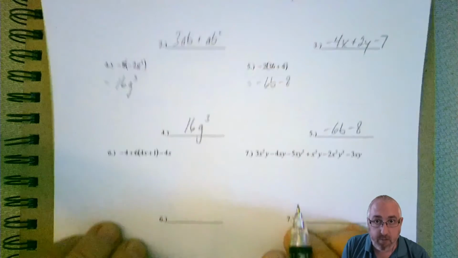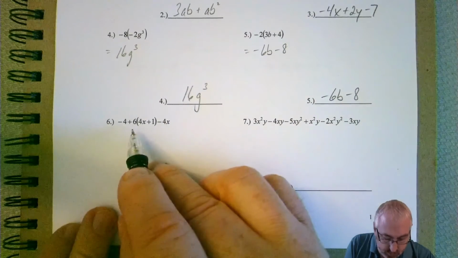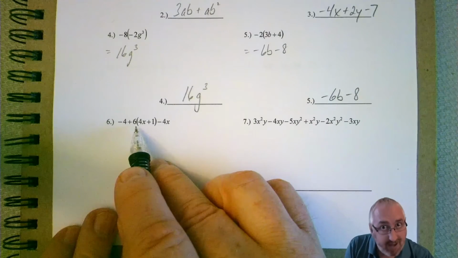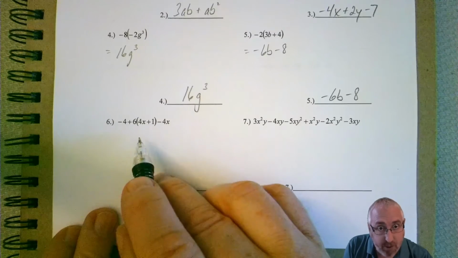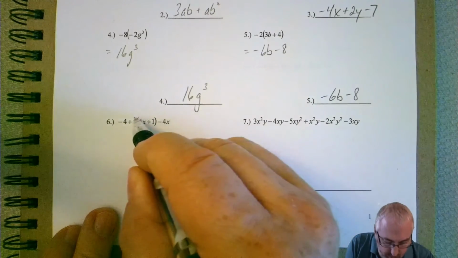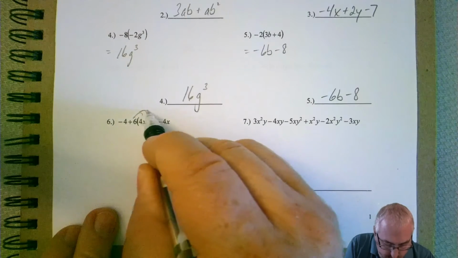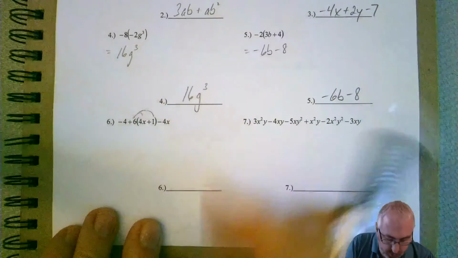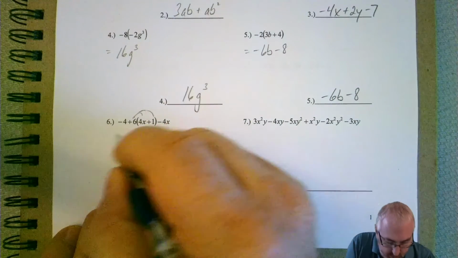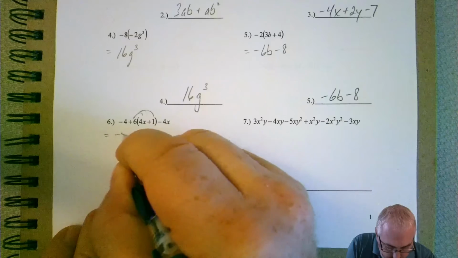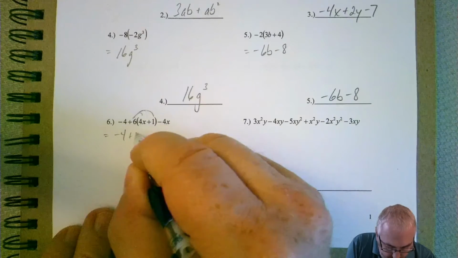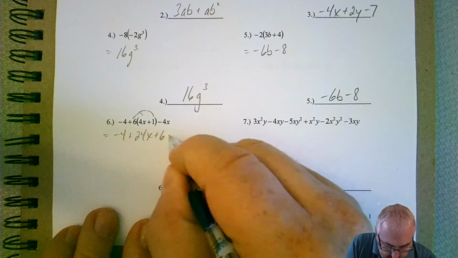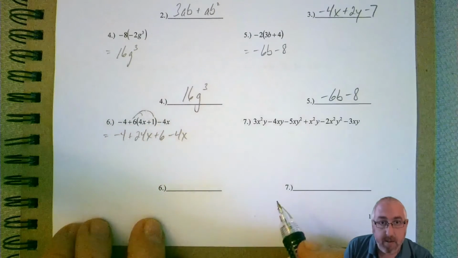All right, and now the two fun ones. In this one here, it's really tempting to want to combine these two numbers in front, but you can't. They're not in parentheses, so you can't combine those. The only thing we can do is distribute. So you want to distribute to both of those two terms. Everything else is just going to come down. 6 times 4 is 24. 6 times positive 1 is positive 6. And then we still got the minus 4x.